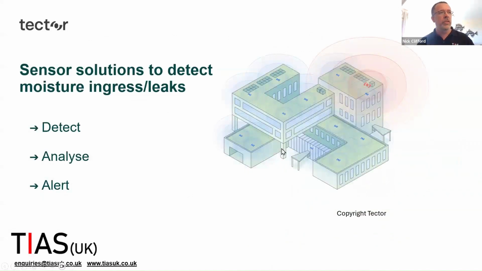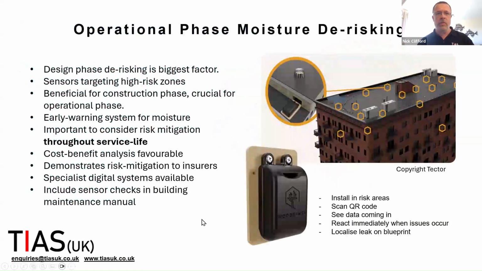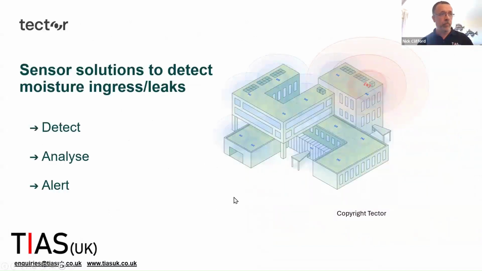The sorts of things we're talking about here are sensors installed in the higher risk areas, and they're checking for moisture the whole time. If you get an increased moisture level, you get a ping, you get a signal, they'll alert you to that. That early warning system is absolutely critical in terms of de-risking the building and minimizing potential problems. So that's what you might do. And again, thanks to Tech Talk for letting me use that.